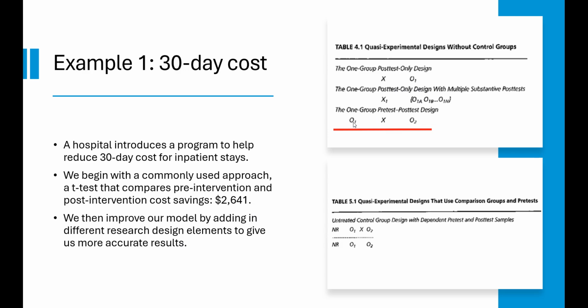We have observation 1 followed by a treatment, and our observation 2, which is our post-test. We can improve that by adding in a control group, which we see in that bottom table 5.1. We see that observation, treatment, observation, but we see on the bottom that's our control group.